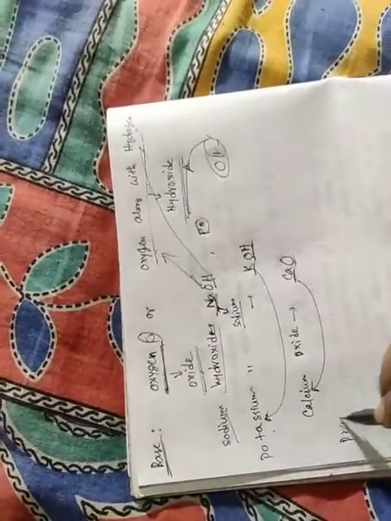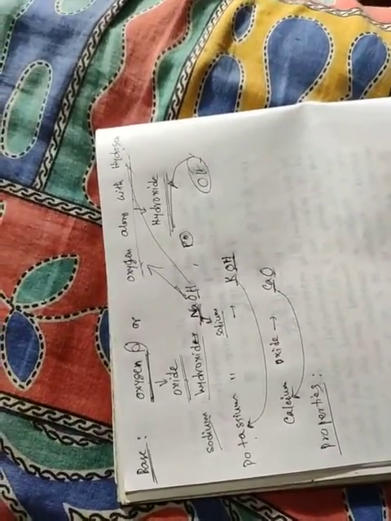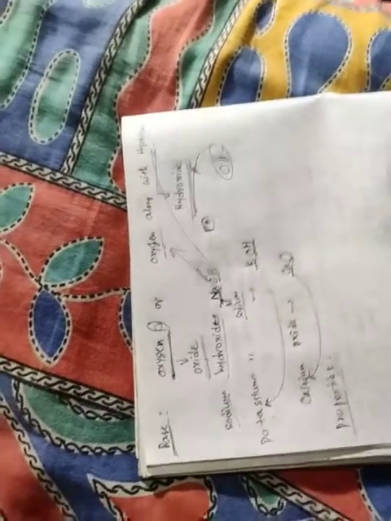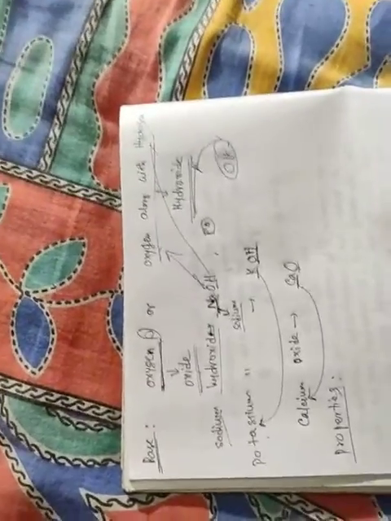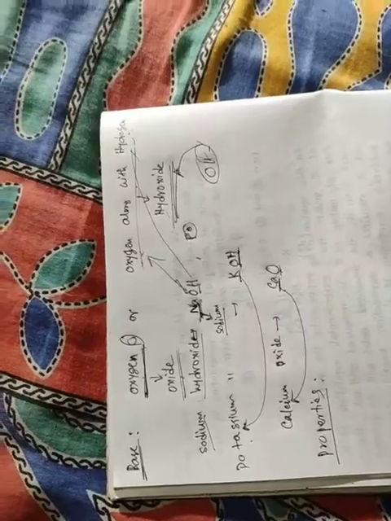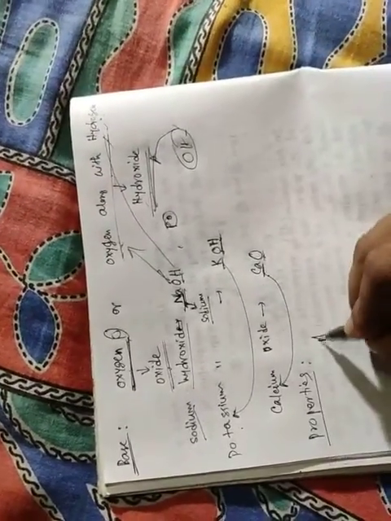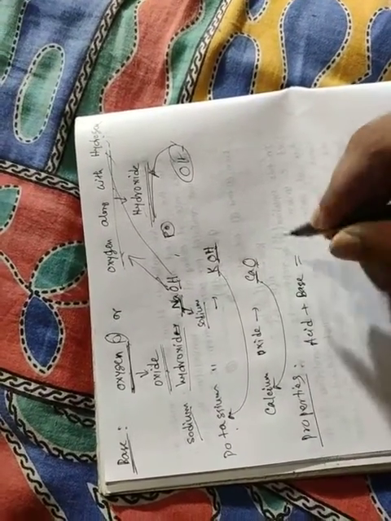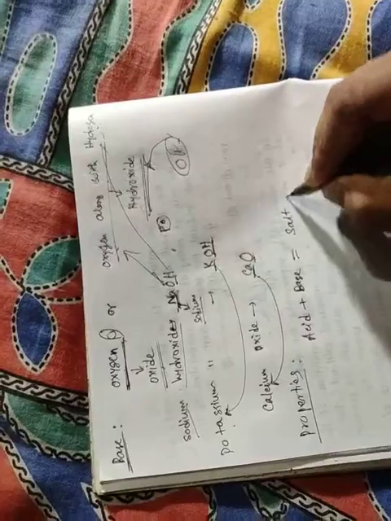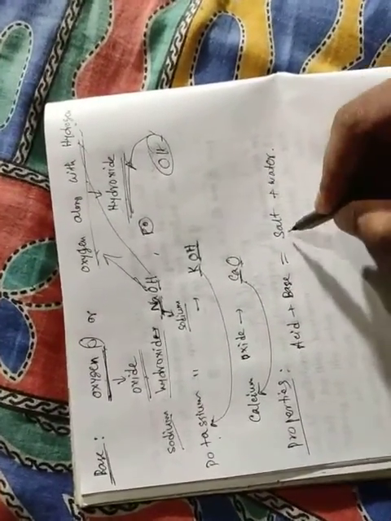Now properties. There are some properties of bases. The first property: if a base reacts with an acid, then it gives salt and water. That means acid plus base equals salt and water. So from this you can easily say the definition of salt.